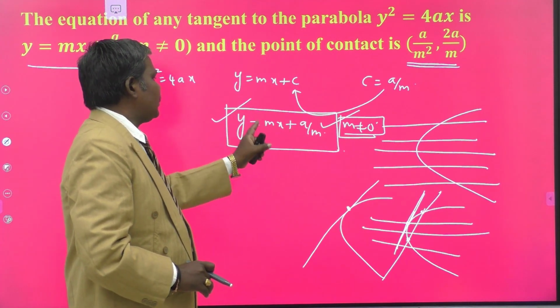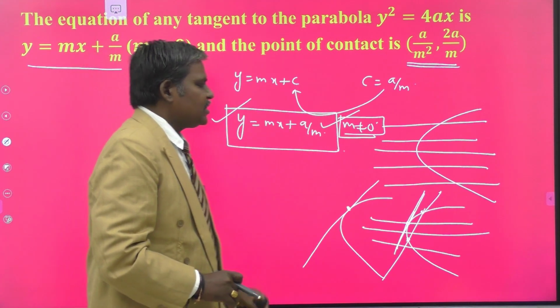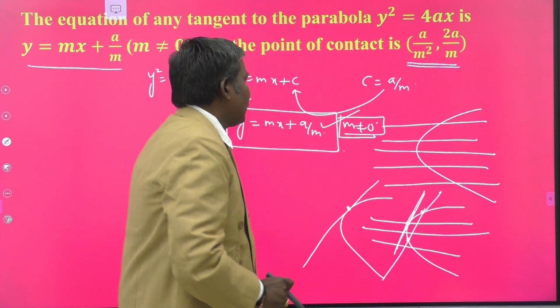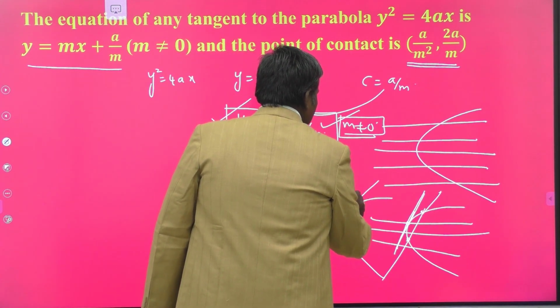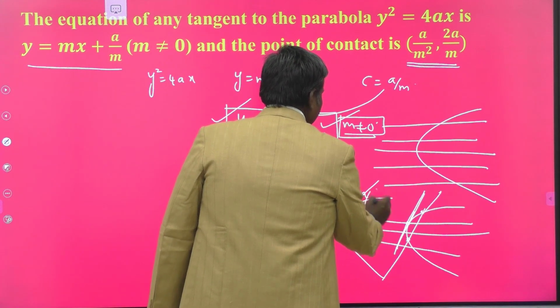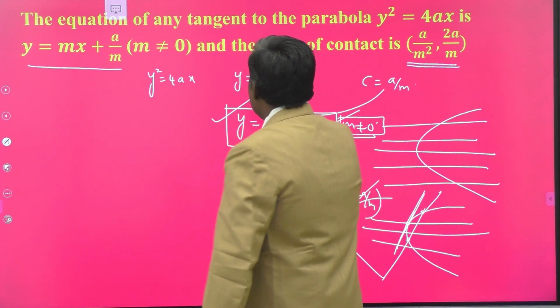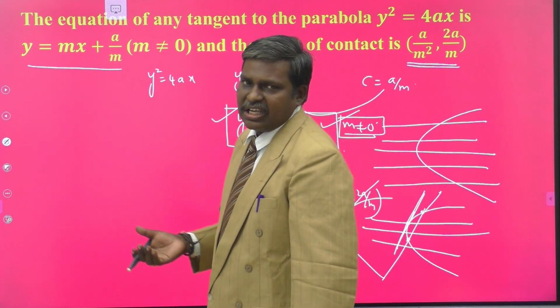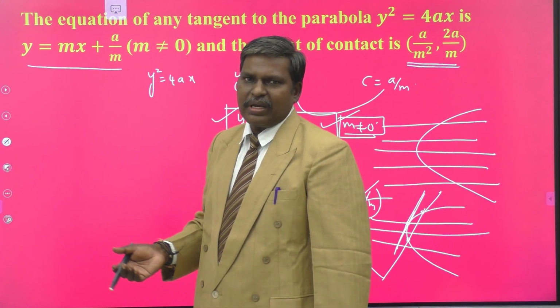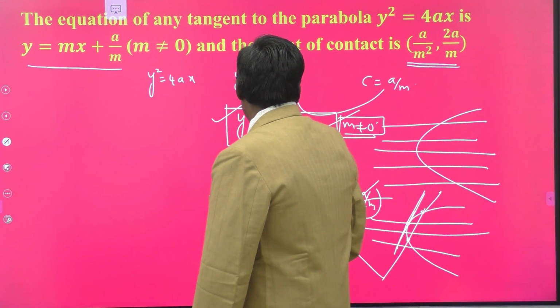At any time, anywhere, you have to use this formula: y = mx + a/m. And again, we can show that the point of contact is (a/m², 2a/m). How to obtain this one? Put y = mx + a/m here itself. You get a quadratic equation and it is a complete square. From that you can calculate the value of x.